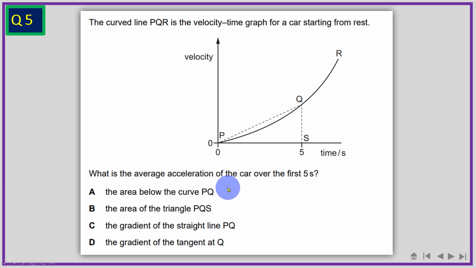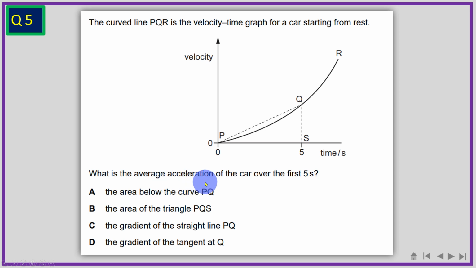Remember, we have agreed that the gradient of a velocity time graph represents acceleration. But the question is asking us to calculate the average acceleration. The average acceleration is given by the velocity at this point minus the velocity at this point, divided by the time the velocity took to change from this value, which is 0, to this value here. I repeat that one because it's very important.